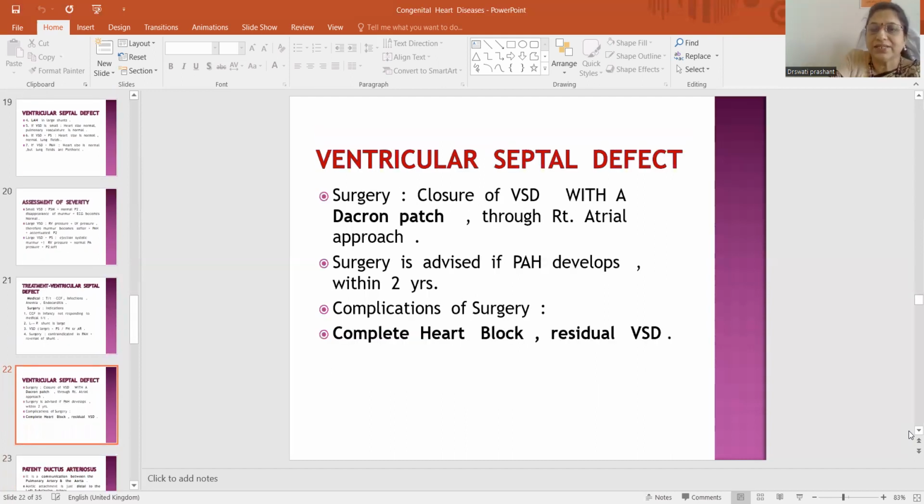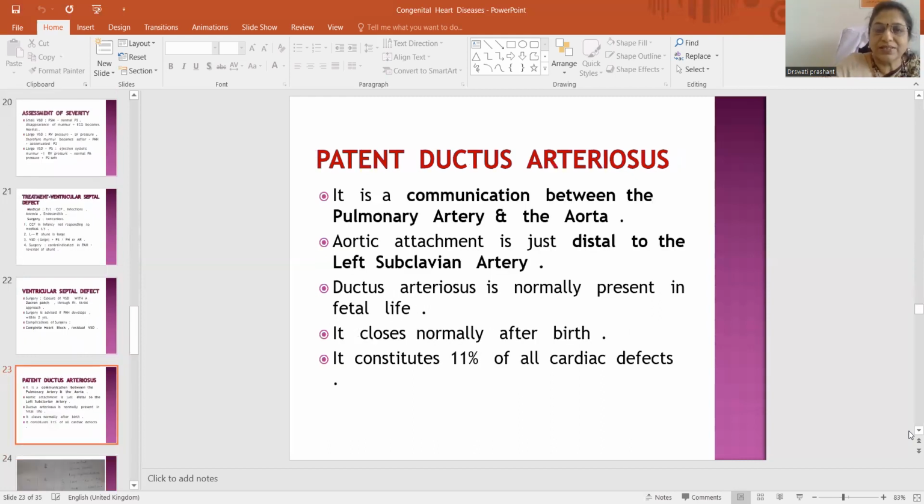Surgery: closure of the VSD with a Dacron patch through the right atrial approach. Surgery is advised within 2 years of development of PH. Complications of surgery are blocks and residual VSD.